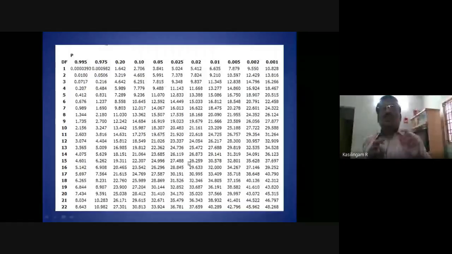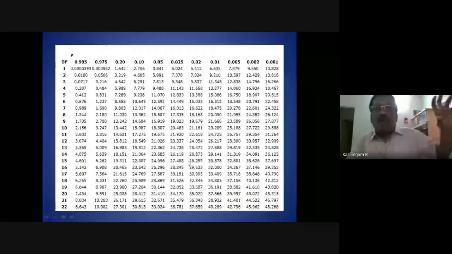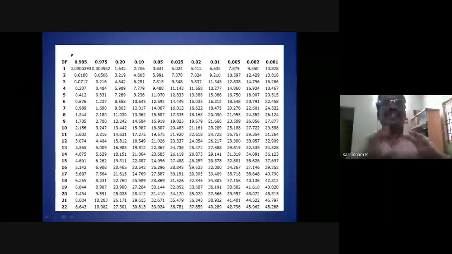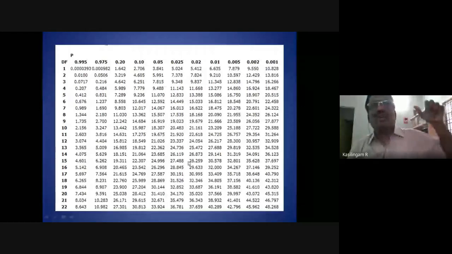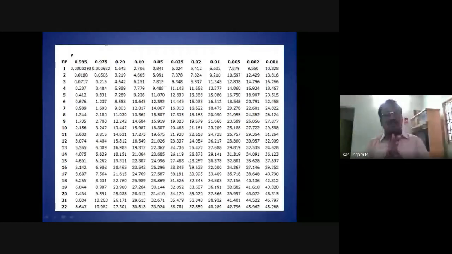So when my calculated value increases, when observed instead of 70, I get 80, 90, there is more and more association, not ordinary association, a very thick association. The calculated value will increase when O is deviating from E. When O is deviating from E, the chi-square value will increase, which means there is an association. Very good.